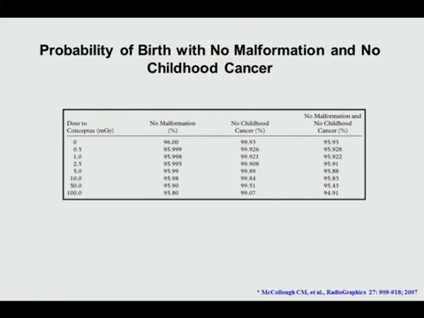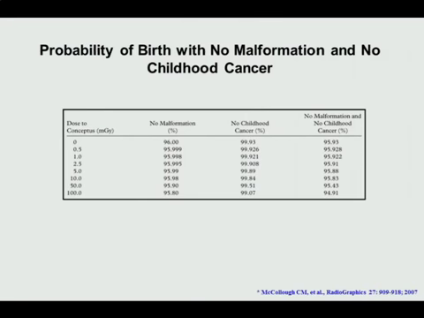Here's a nice chart published recently in Radiographics which tells us the way we can use this information to explain to the patient or to the physician. Here is given a chart telling the probability of birth with no malformation or no childhood cancer. Basically it tells us if there is no radiation exposure, the probability for no malformation is 96%. Right off the bat, there is some 4% possibility for some malformation in any regular pregnancy. For no childhood cancer it is about 99.93%.